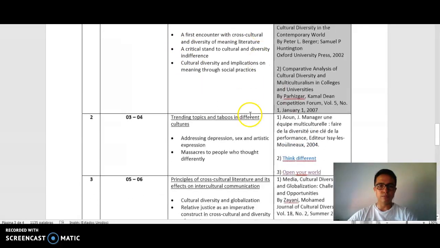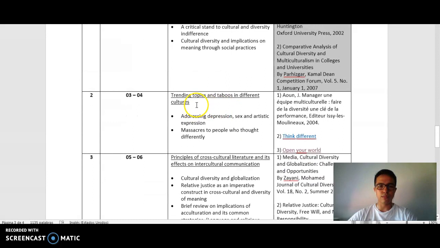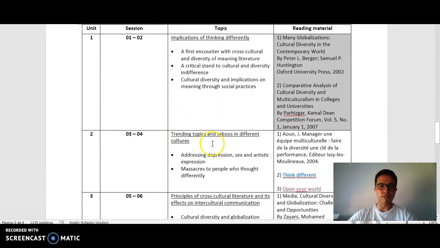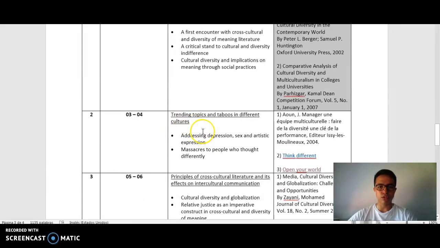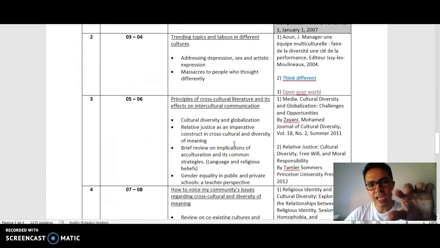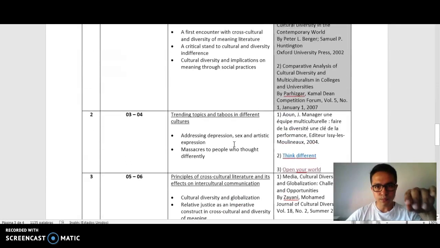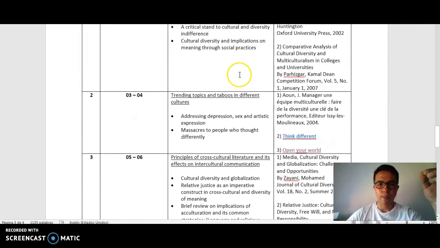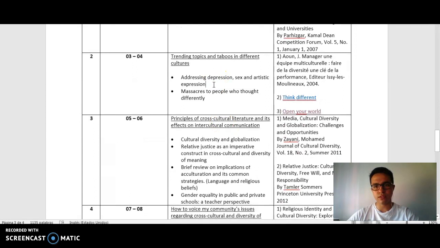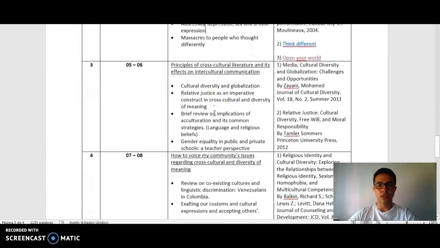Implications of thinking differently is the second topic. Sessions 3 and 4 are going to be trending topics and taboos in different cultures. Then we're going to jump on principles of cross-cultural literature and its effects on intercultural communications. And here I am including what my students suggested in the survey. So cultural diversity and implications, massacres to people who thought differently, addressing depression, sex and artistic expression.